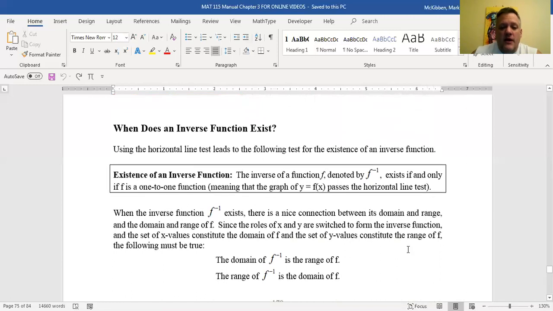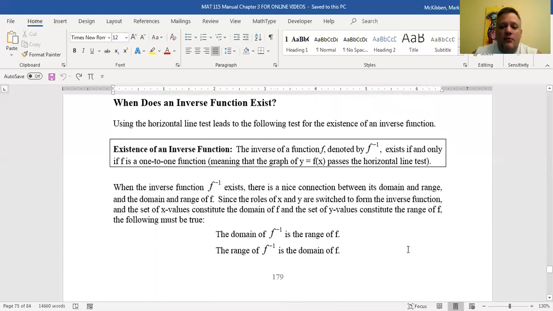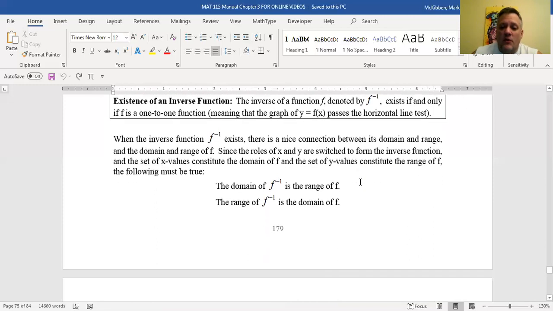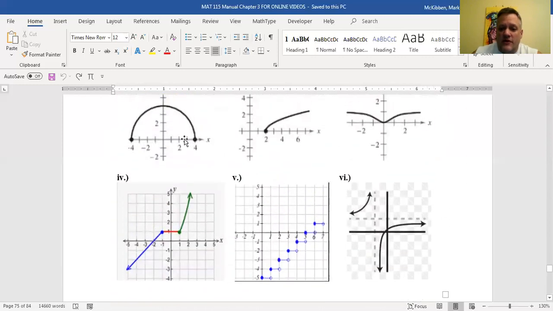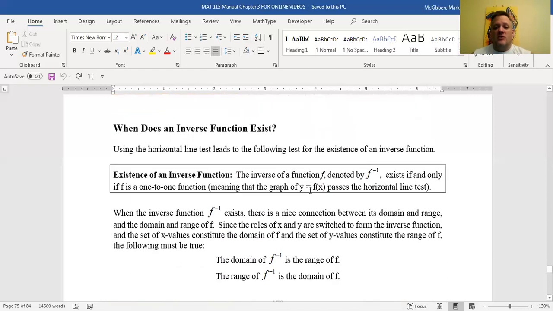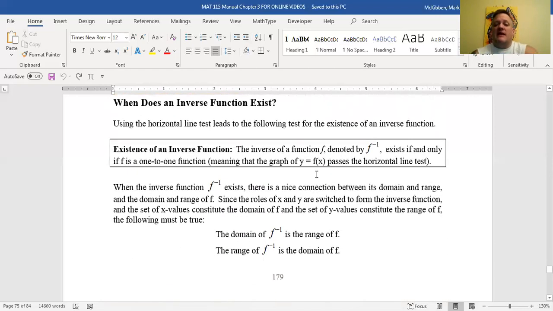All right, and so here we have a theorem. We're not proving this theorem, but we have a theorem that says if the function's graph is one-to-one, in other words, it passes the horizontal line test, then when you reflect it over the y equals x line, the result is a function. That function is the inverse. And so we're piecing these together to say that an inverse function exists if and only if the original function passes the horizontal line test.